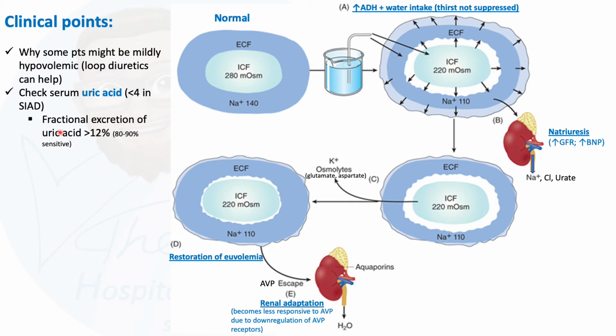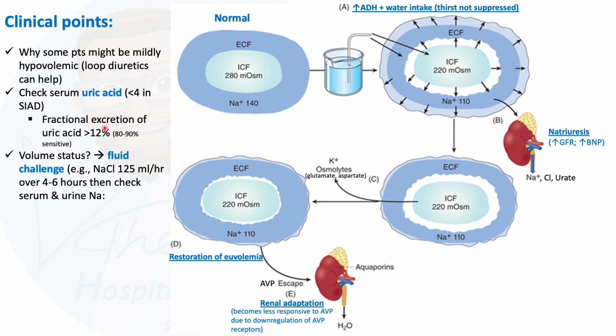So if you do the fractional excretion of uric acid, most of us are familiar with FeNa, or the fractional excretion of sodium. This is the same thing, but instead of sodium, it is uric acid. Most of the time in SIADH, it will be more than 12%, indicating there is increased excretion of urate or uric acid in the urine, supporting the diagnosis of SIADH. It's not in the diagnostic criteria, the 5 diagnostic criteria we talked about, but it is very helpful supplementally.